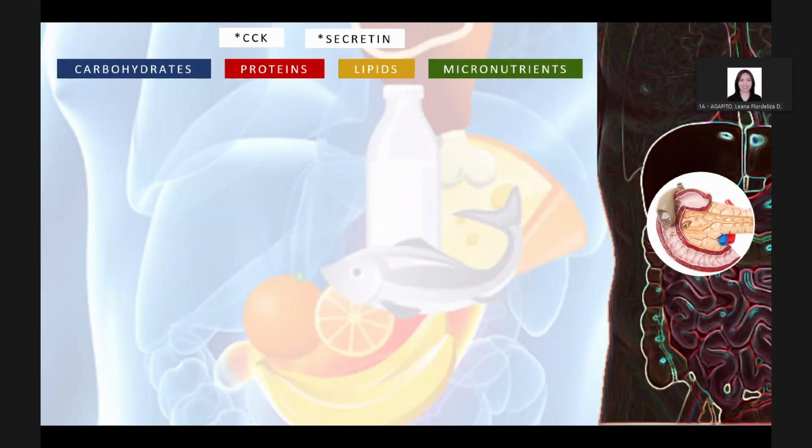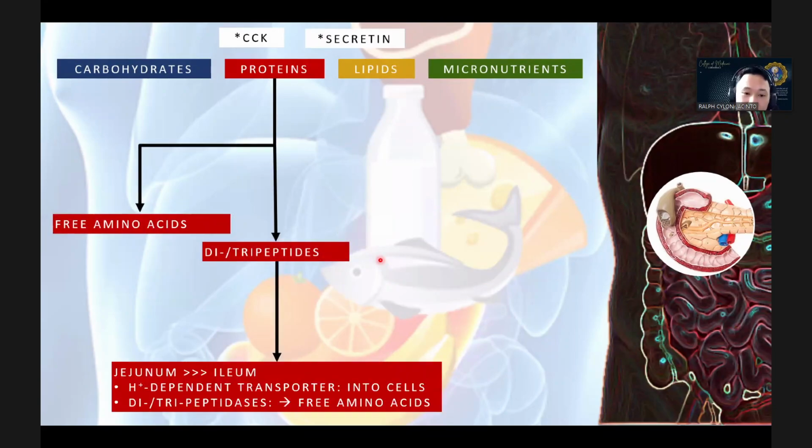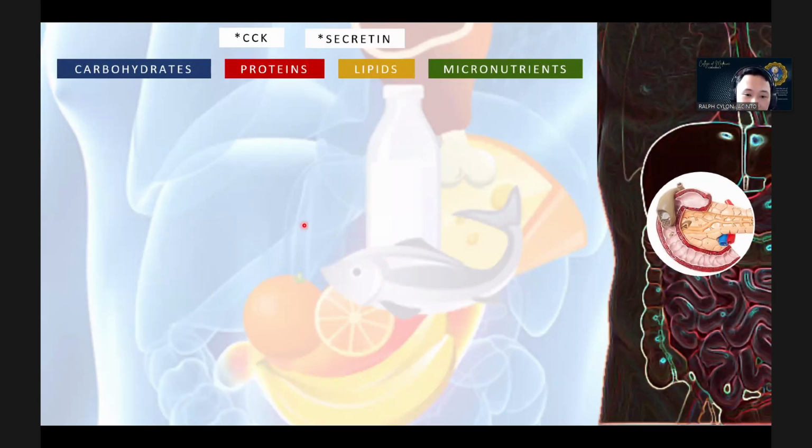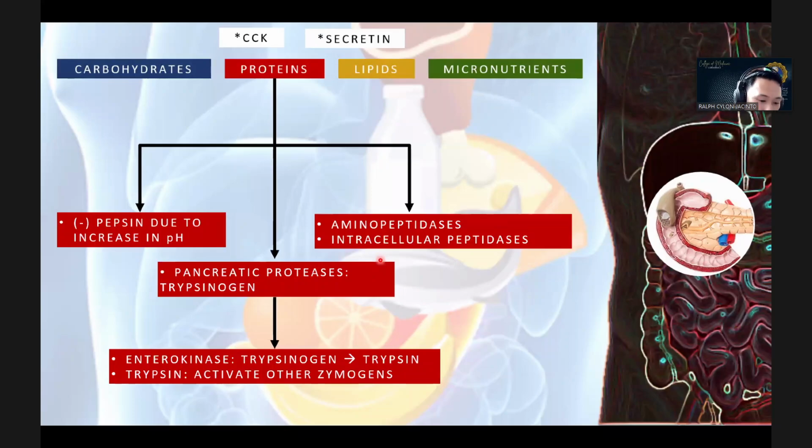Okay? Wait. Can you go back po to the previous slide? Sorry, mabilis pa. Wait lang. Previous slide. This one? Okay. So is there a question about this slide?